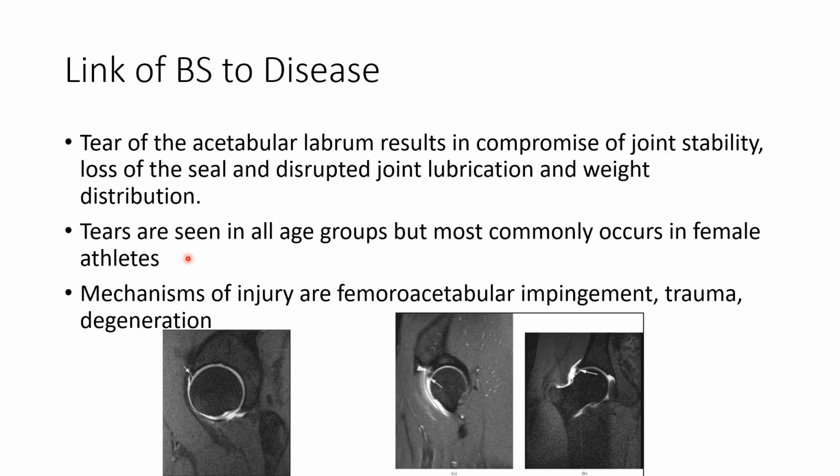And there are multiple different mechanisms of injury. You can have femoroacetabular impingement, a traumatic injury, or degenerative change. So femoroacetabular impingement is usually based on the shape of the femoral head and neck, and then the acetabulum, the cup shape. Trauma is something that happens to it in an acute moment, and then degeneration is a chronic change over time.